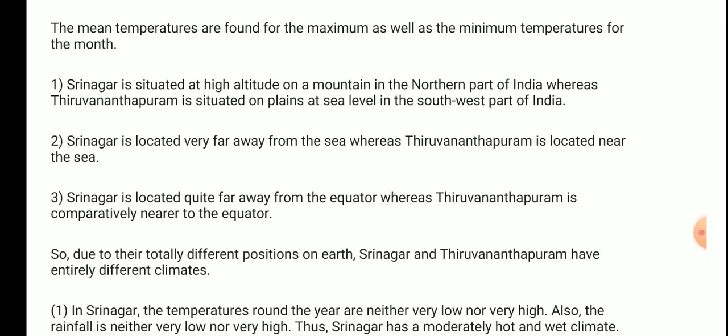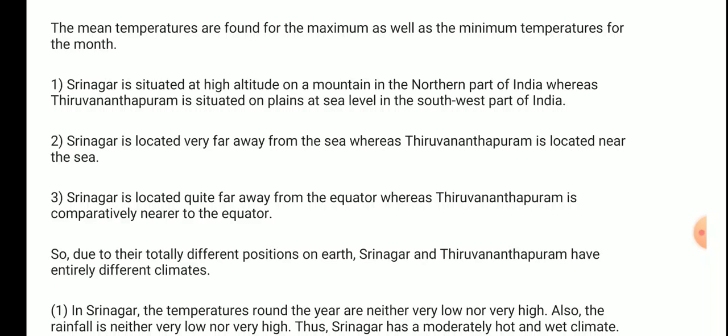See students, what happens on the equator, that is said to be the midline, the sun's radiations come directly overhead, as we discussed. So the place that is near the equator will always be hot, and as you move away from the equator towards the pole, the temperature keeps on decreasing. That's why Srinagar, located quite far away from the equator, is cooler, whereas Thiruvananthapuram is comparatively nearer to the equator. Also, Srinagar is located very far away from the sea, and Thiruvananthapuram is just located near the sea.